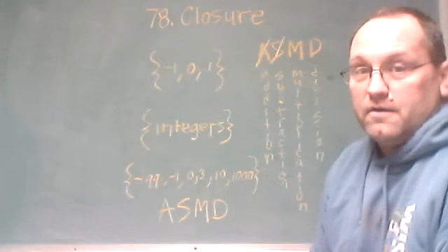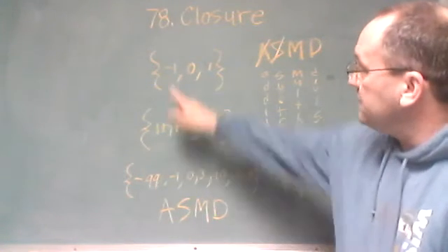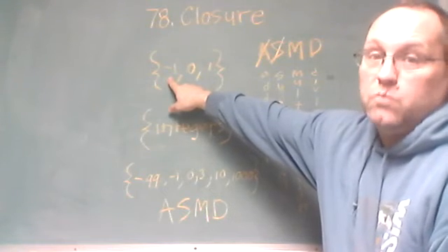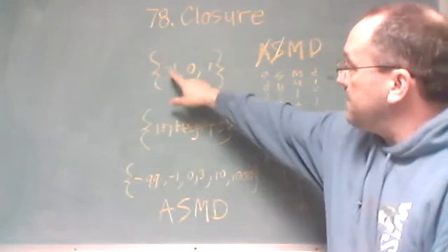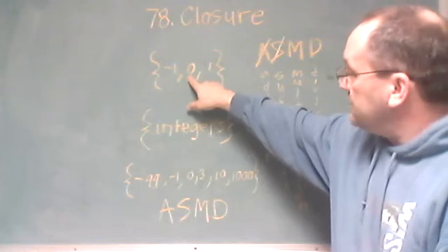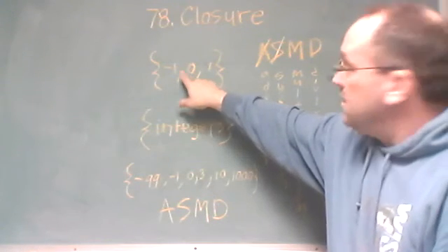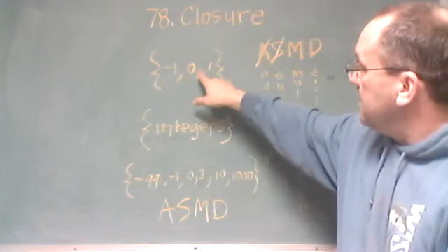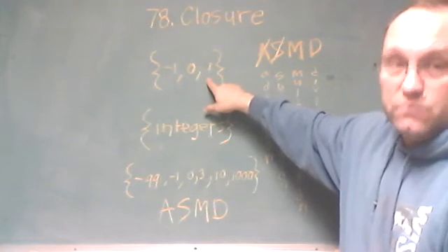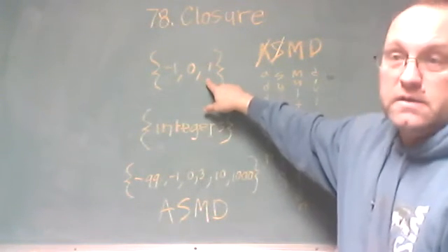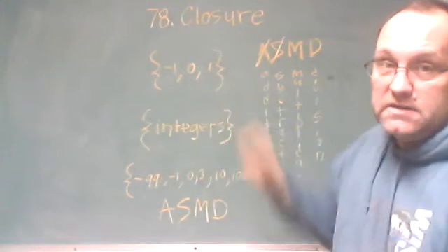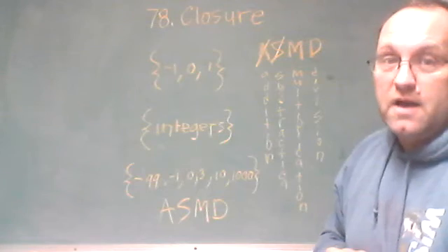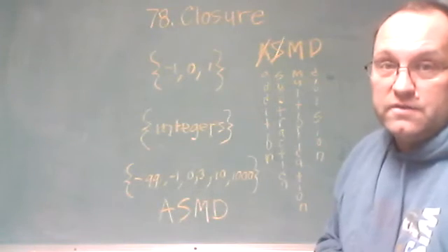I'll make it a little darker. Okay, let's try for multiplication. A minus 1 times a minus 1 is 1. That's in the set. A minus 1 times a 0 is 0. A minus 1 times a 1 is a minus 1. Okay? A 1 times a 1 is 1. A 0 times a 1, 0. Okay? Every possible scenario using those integers multiplied together comes up with one of those three numbers.